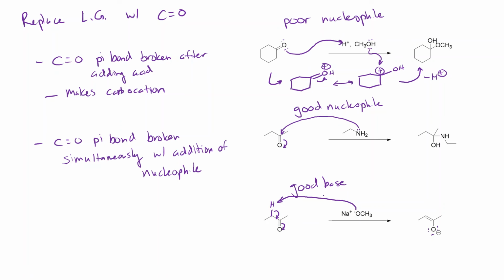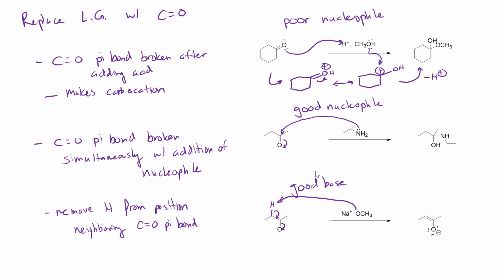So when we have a good base, we're going to remove hydrogen from the position that neighbors the CO pi bond. And that's how we're going to break that CO pi bond. Do you see it? All three of those reactions are exactly the same. What we've done is we've taken the SN2 reaction, the SN1 reaction, and the E2 reaction, and we've just mapped them onto a different functional group. Instead of a leaving group, now we're looking at carbon-oxygen pi bonds.